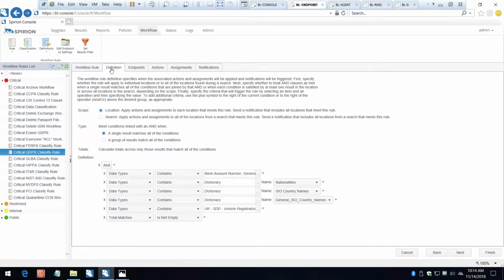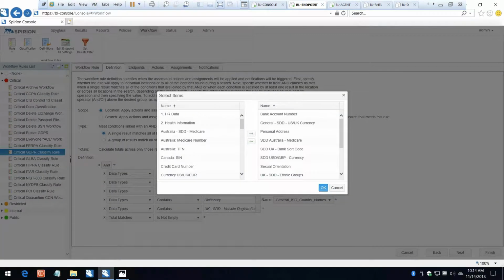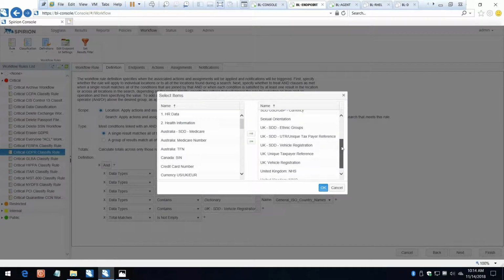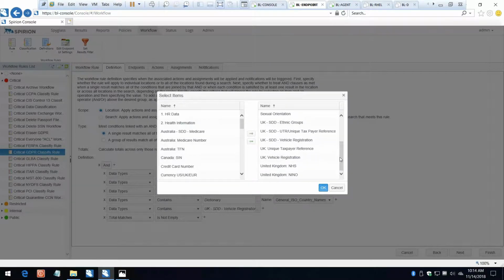So part of this process, you can define the data you're looking for. So quite simply, I just basically said, find these data types. So I'm finding a certain type of information in this instance. And I'm looking for various information like bank account number, personal address, currency information. So you can see the different types of information I'm looking for here, or sexual orientation, ethnic groups, taxpayer reference information, vehicle registration, you name it. Anything that they've identified, I need to find.